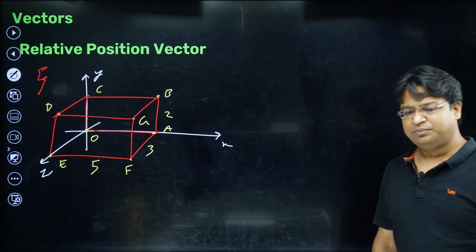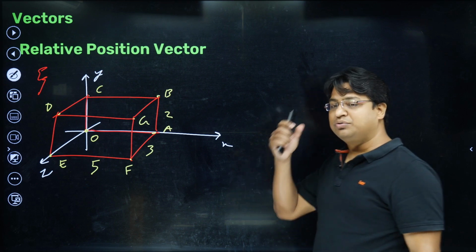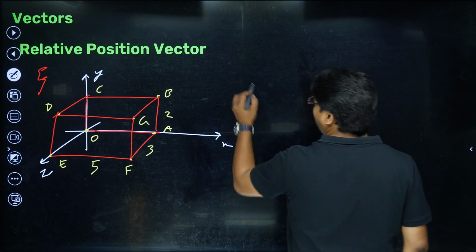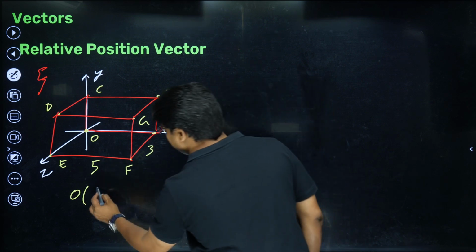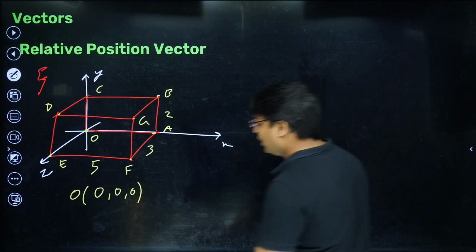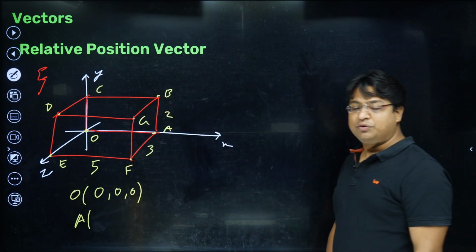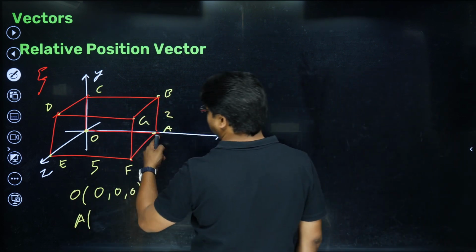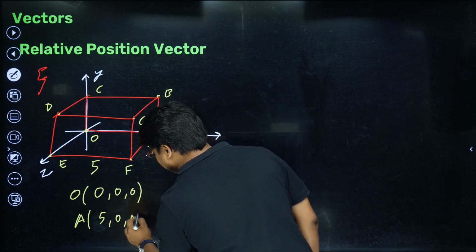Now tell me, students, if I ask you to write the coordinates of these points, will you be able to do that or not? Let's start from the origin. If I try to write the coordinate of the origin, will you agree with me that it would be simply 0, 0, 0? Now if I try to write the coordinate of A, can you do it, everyone? To move to A from the origin, we have to travel along the x-axis only, and we have to travel 5 units. So it would be 5, 0, 0.